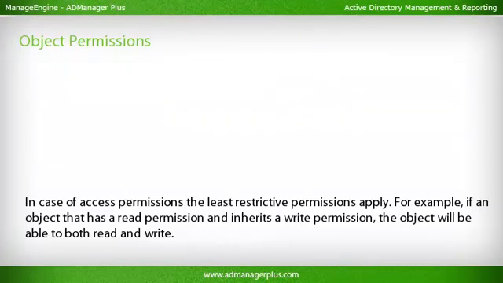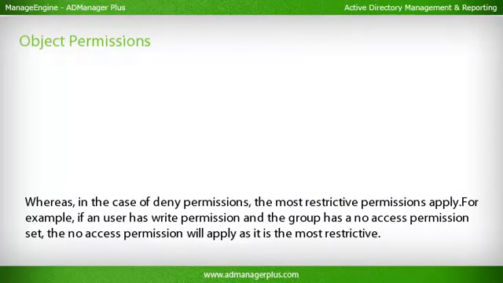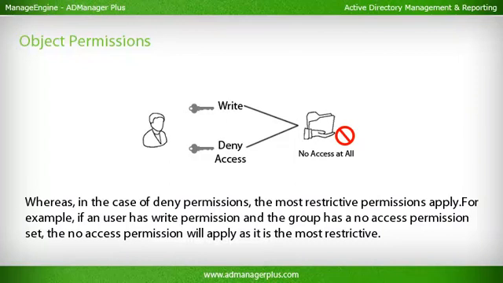In case of access permissions, the least restrictive permissions apply. For example, if an object that has a read permission inherits a write permission, the object will be able to both read and write. Whereas, in the case of deny permissions, the most restrictive permissions apply. For example, if a user has write permission and the group has a no access permission set, the no access permission will apply as it is the most restrictive.